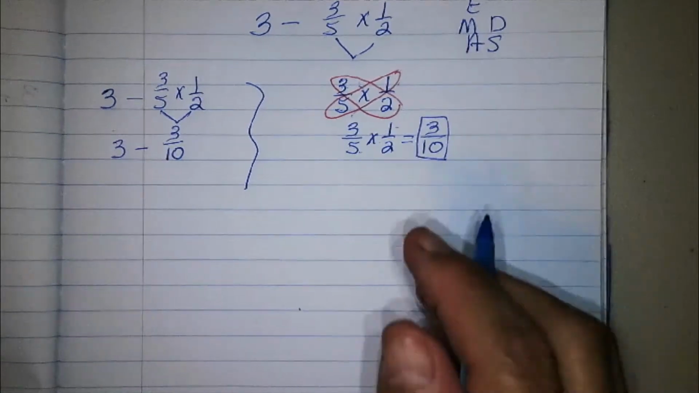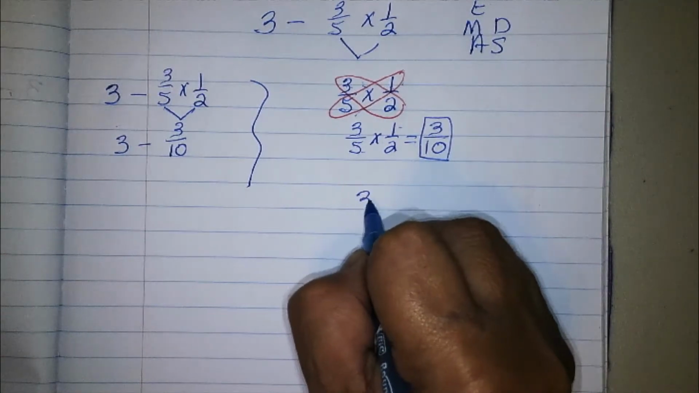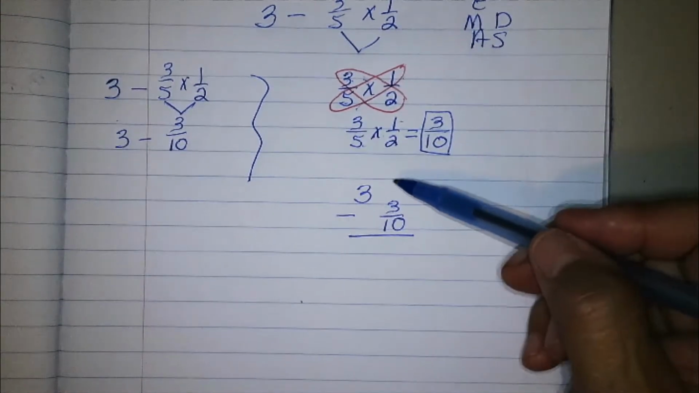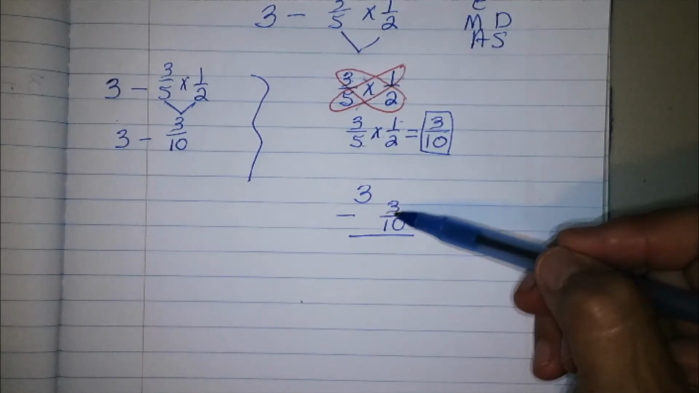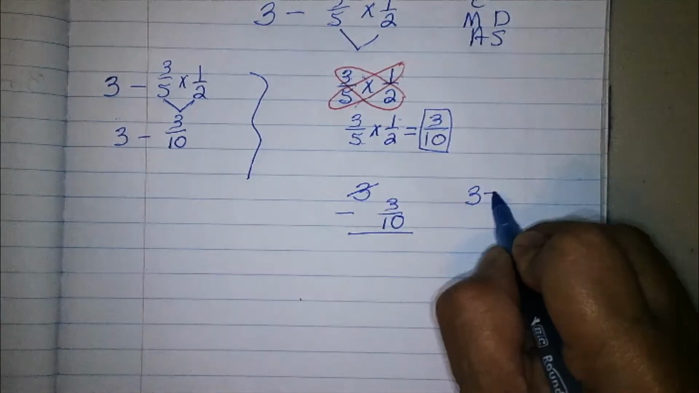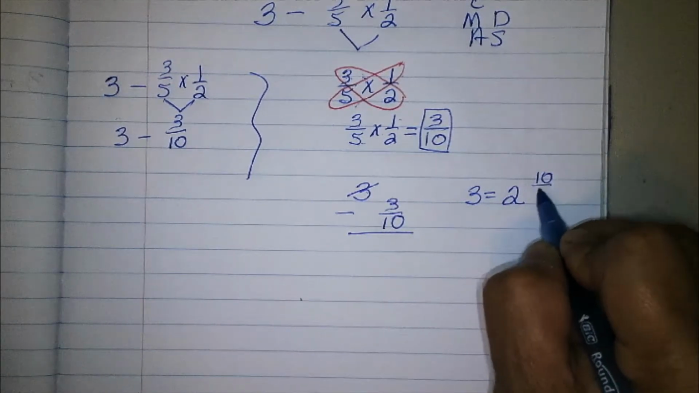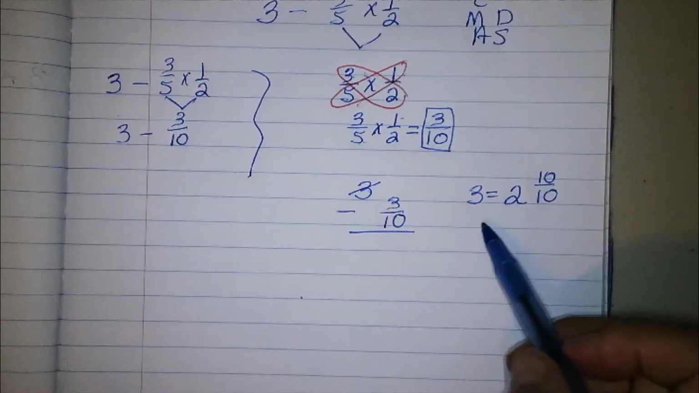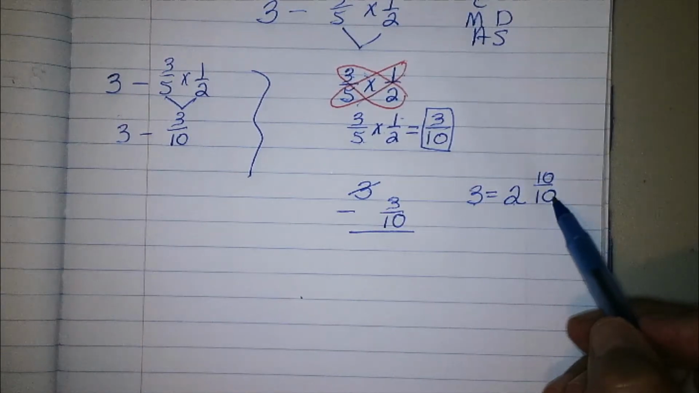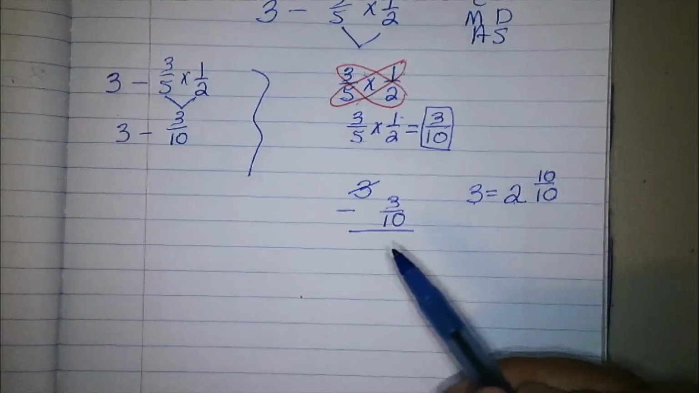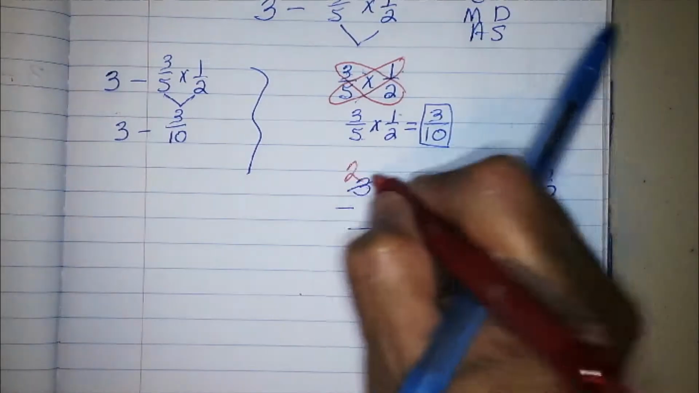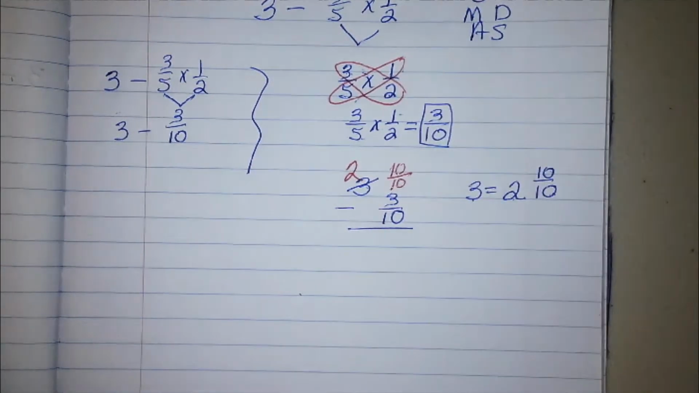Okay, the next thing we're going to do is subtract. So 3 minus 3/10. I cannot subtract 0 minus 3, so I'm going to have to regroup. I look at the 3, and that's going to become 2 and 10/10. In order to subtract, I'm going to have to decompose the 3 into 2 and 10/10. Why did we choose 10 over 10? Because that's my common denominator, 10. So I'm going to rewrite this as 2 and 10/10 so that we can subtract.